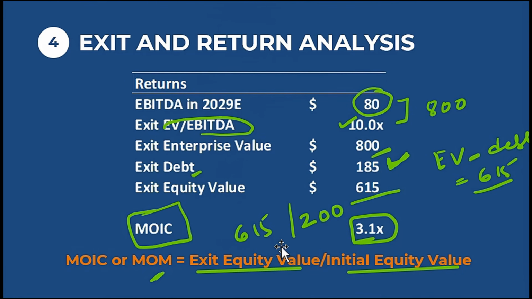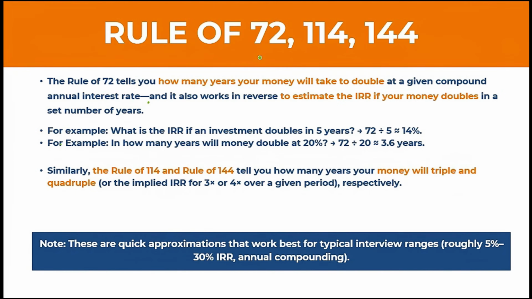Now let's estimate the IRR using the famous rules of 72, 114 and 144. Rule of 72 tells you how many years your money takes to double at a given compound rate. And you can flip it to estimate the IRR if money doubles in a set number of years. So for example, if money doubles in 5 years, 72 by 5, so 14%. So if you put your money in a fund which has a return of 14% annually, your money will double in 5 years.